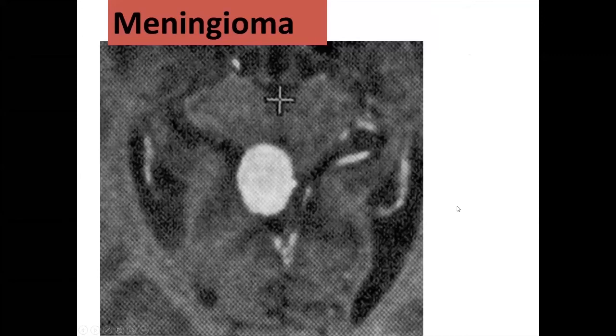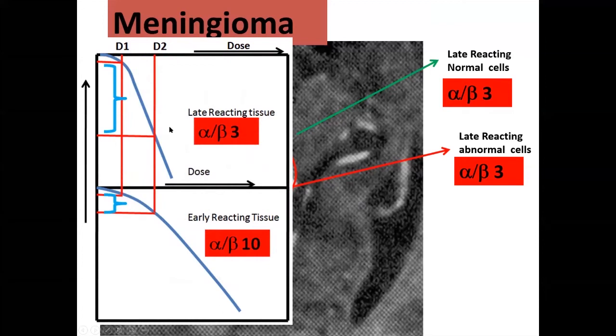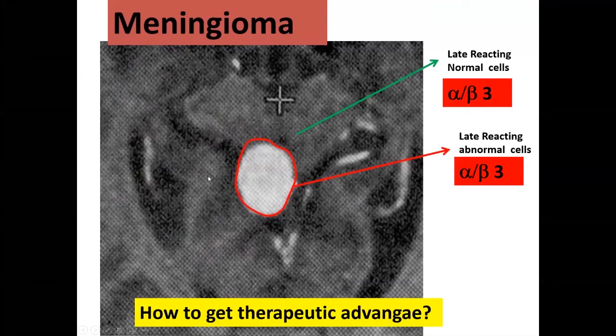Now let us take an example of meningioma. So basically, what is meningioma? Meningioma is basically late reacting abnormal cells embedded in late reacting normal cells. And naturally, both are late reacting, so both will have a low alpha beta ratio. And we have seen in my earlier slides that when you increase the dose from D1 to D2, it causes more damage for late reacting tissue. So it will result in more damage to the tumor as well as the surrounding normal tissue.